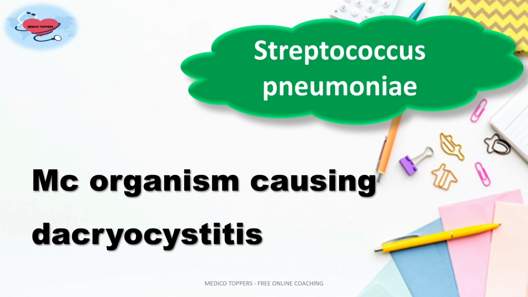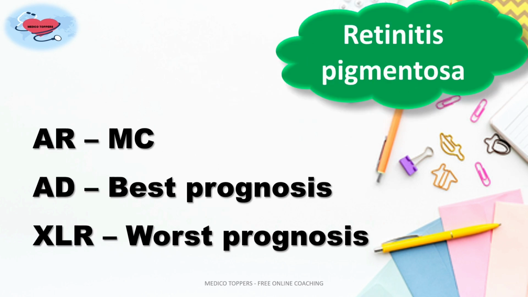Next comes some important points from retinitis pigmentosa. Autosomal recessive type is the most common type of retinitis pigmentosa. And which type has the best prognosis and worst prognosis? Best prognosis is autosomal dominant and worst prognosis is X-linked recessive. So autosomal recessive is most common, autosomal dominant has the best prognosis, and worst prognosis as well as least common is X-linked recessive.